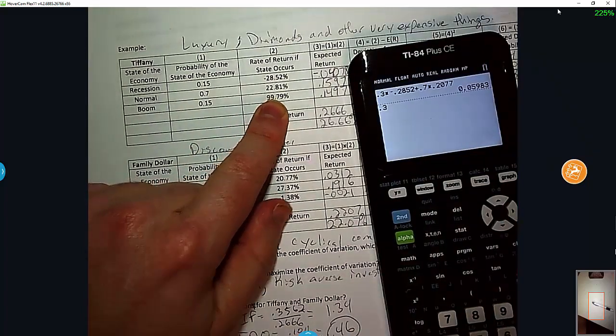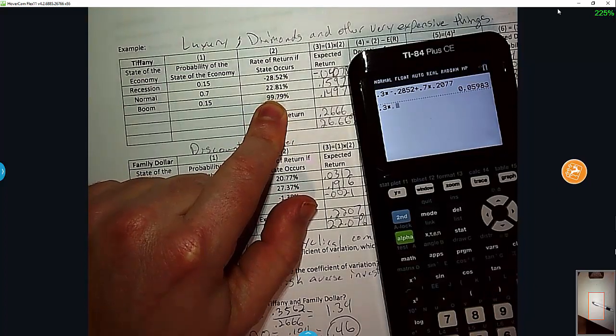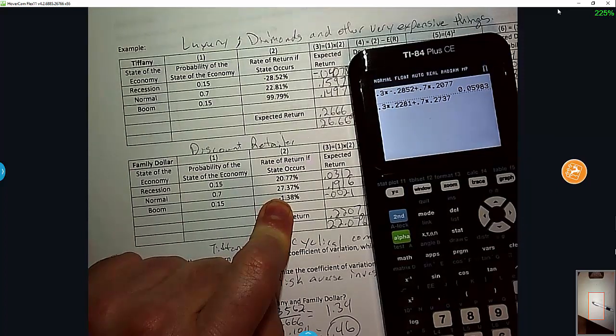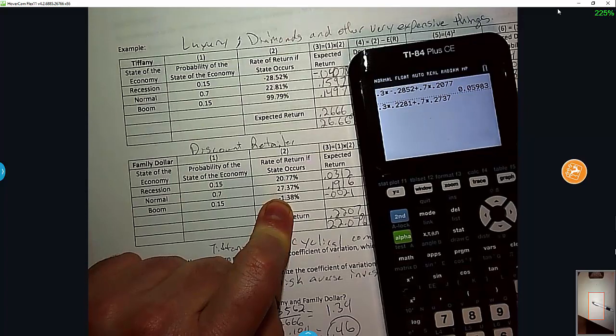I'm going to do it again for the normal economy. I'm putting 30% in Tiffany, so I'm going to take the weight, 0.3, multiplied by the expected return during that state of the economy, 22.81%, plus the weight in Family Dollar of 0.7, multiplied by 0.2737. And so my expected return during a normal economy for my new portfolio is 26%.